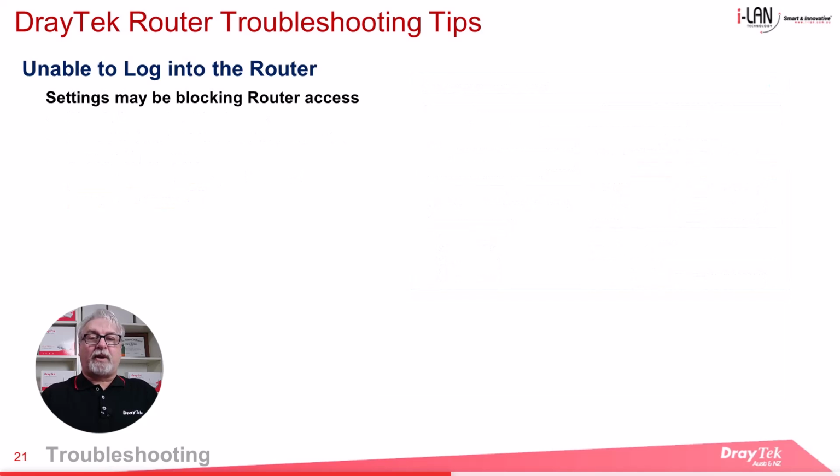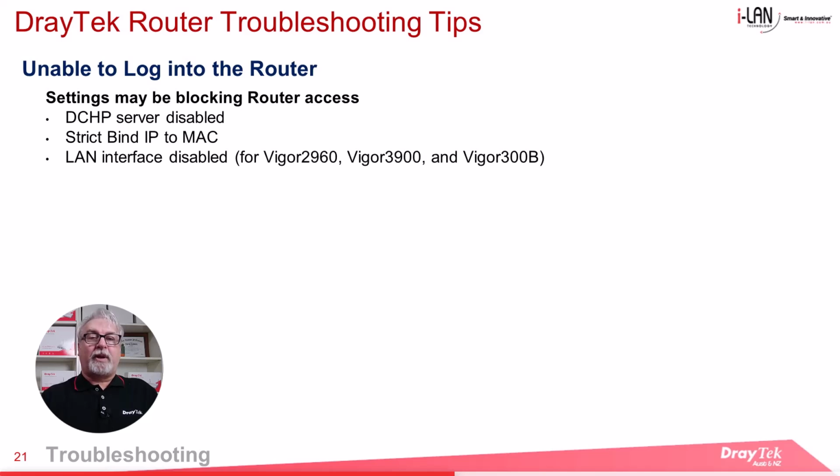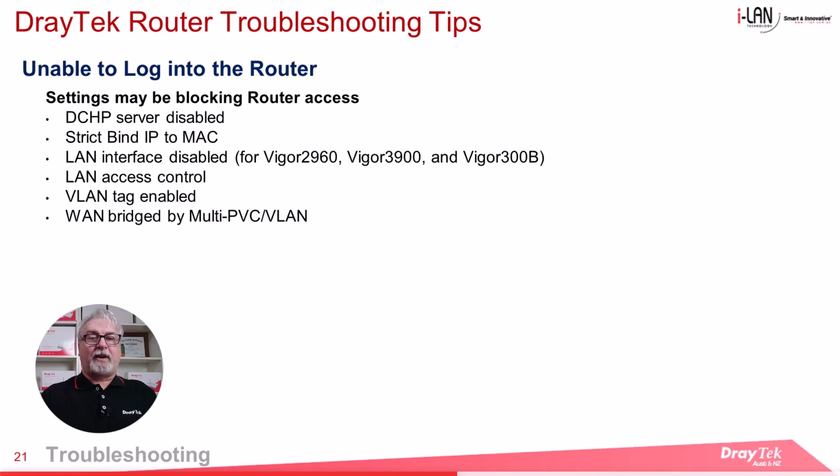Some settings might also be restricting access to the router. This includes DHCP server disabled, strict bind IP to MAC, LAN interface disabled, LAN access control, VLAN tag enabled, and WAN bridged by multi-PVC VLAN. Finally, check the LED status on the front of the router. It may indicate damaged firmware, and you'll need to follow the steps we discussed previously to recover it.